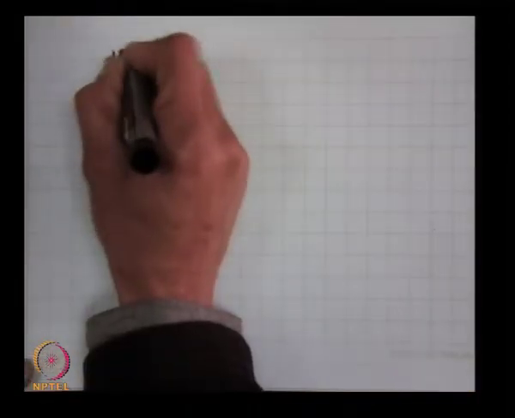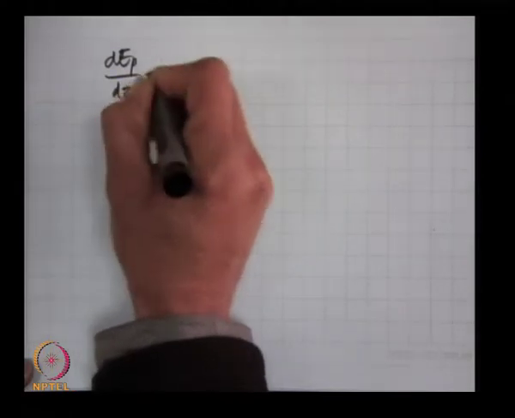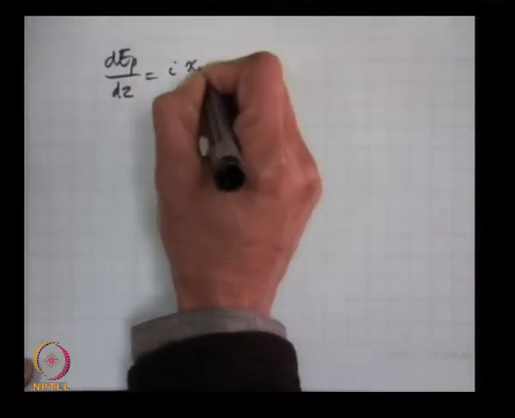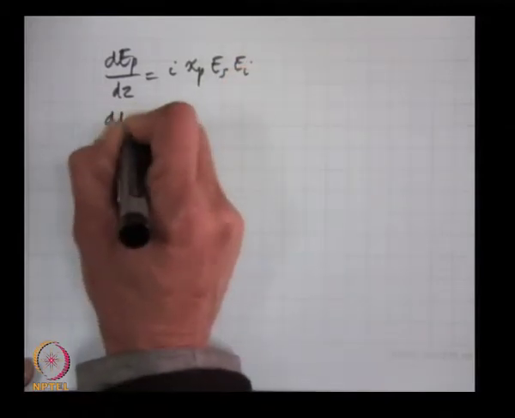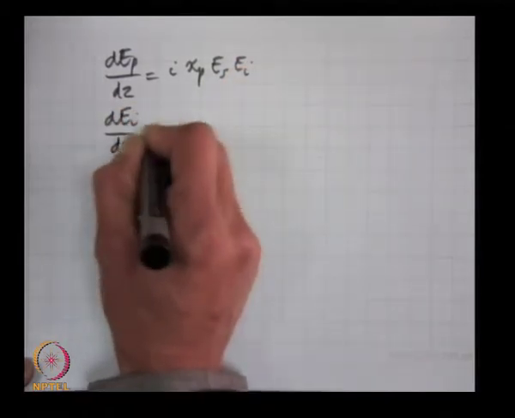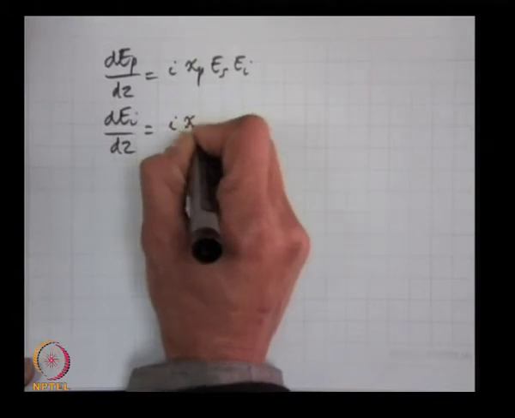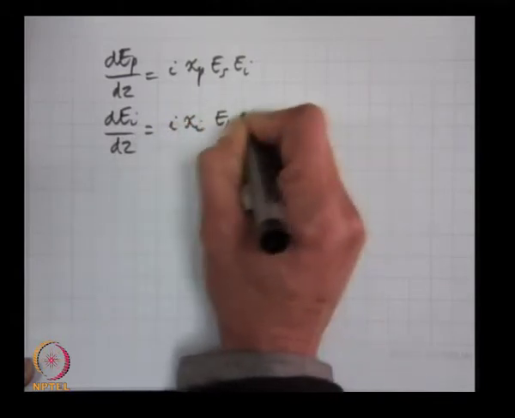Now first, I know that when delta k is equal to 0, I will have maximum efficiency of this process. So let me look at these equations for delta k equal to 0. That is the phase matched case. So I'll get dEp by dz is equal to i kappa p Es Ei, and dEi by dz is equal to i kappa i Ep Es star.